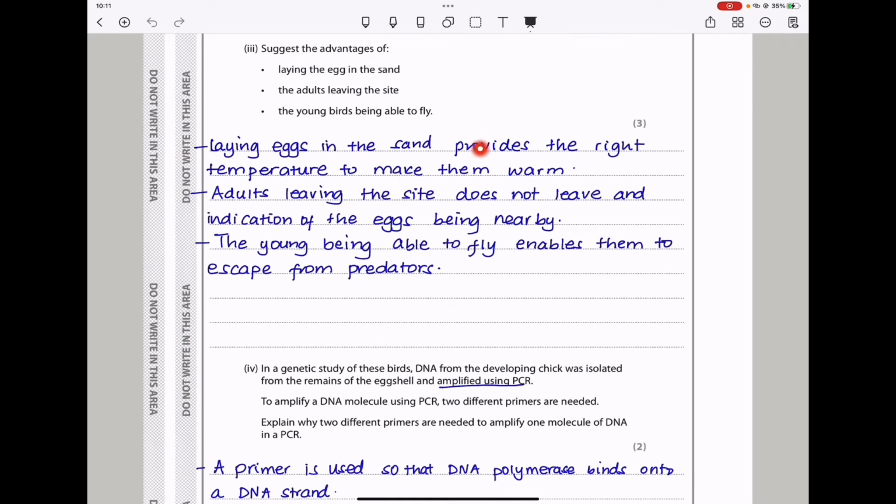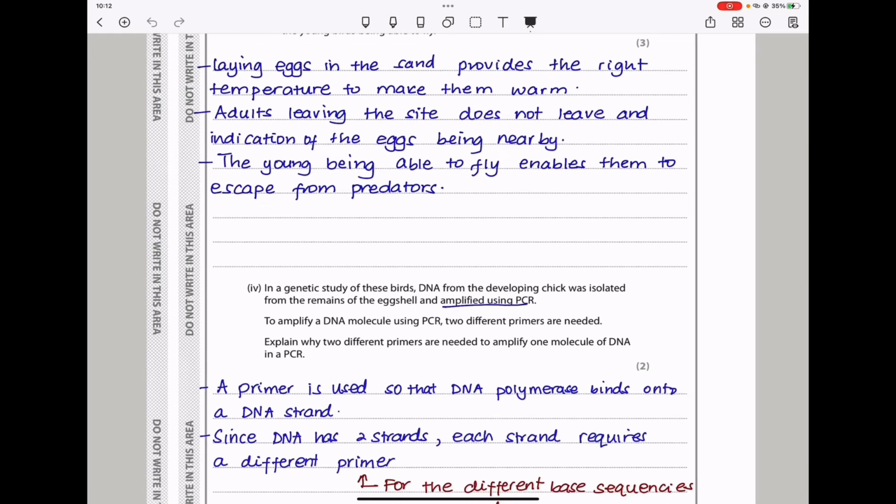Yeah, I said laying eggs in the sand provides the right temperature to make them warm. And then adults leaving the site does not leave the indication of the eggs being buried nearby. The young being able to fly enables them to escape from predators.